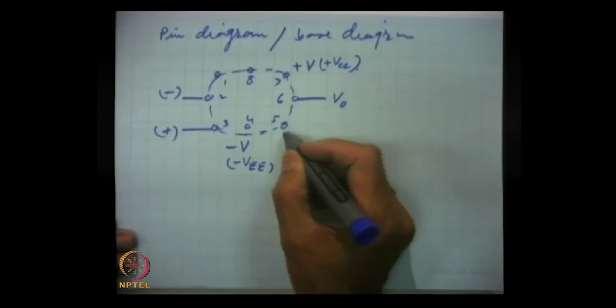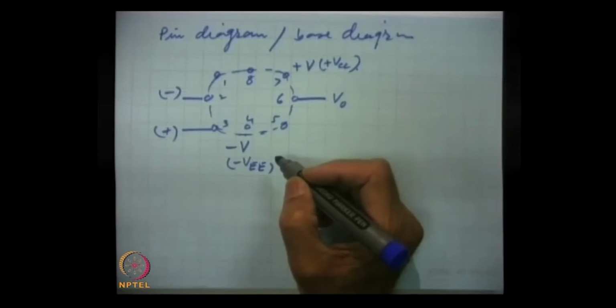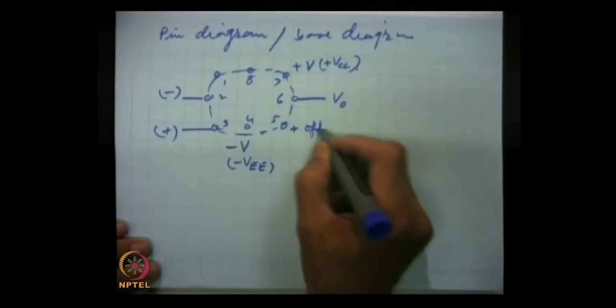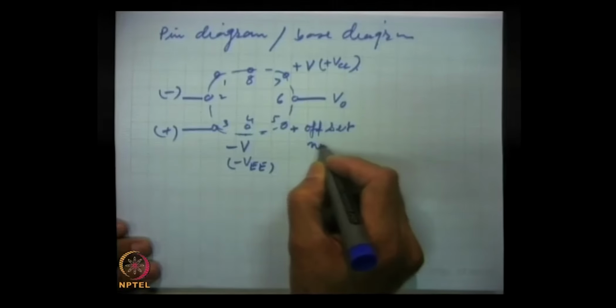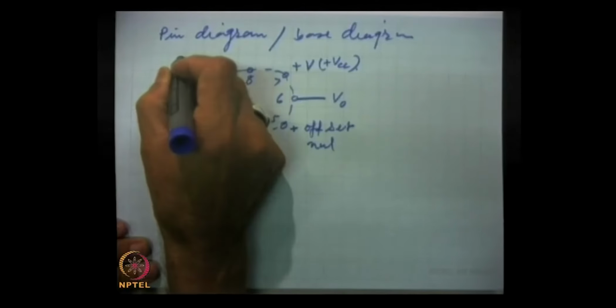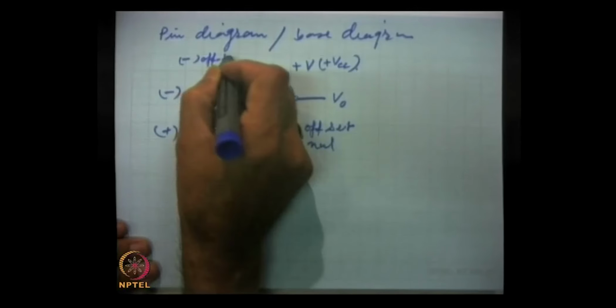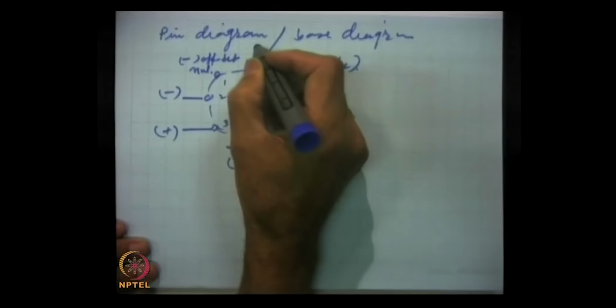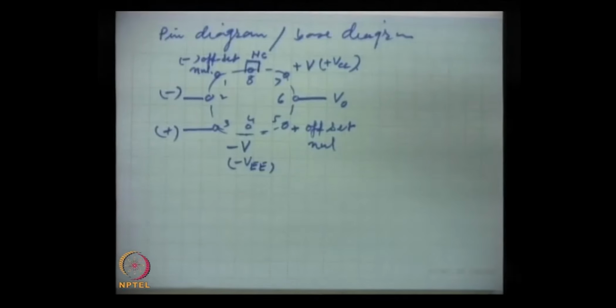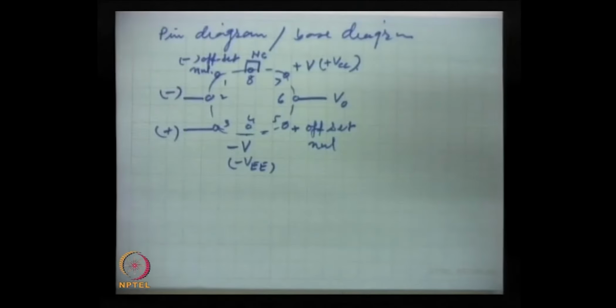We will talk a little later about that. Little adjustments are required for improving the performance of the op amp. So, this is positive offset null and this is negative offset null, and this is NC, the normally closed terminal. So, these are the 8 pins of the op amp.